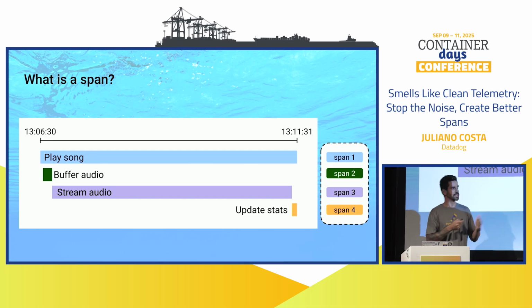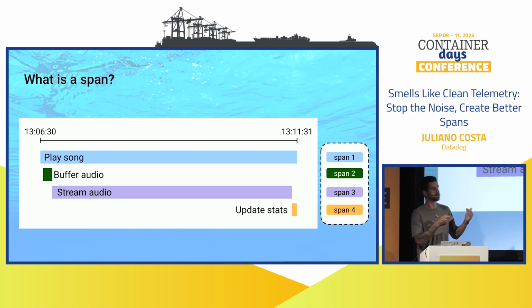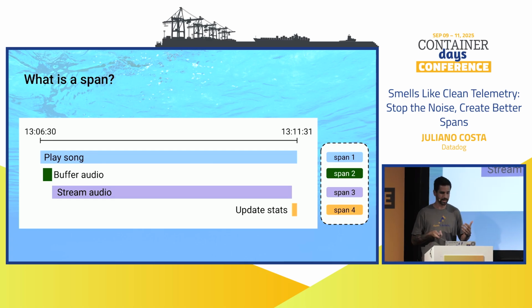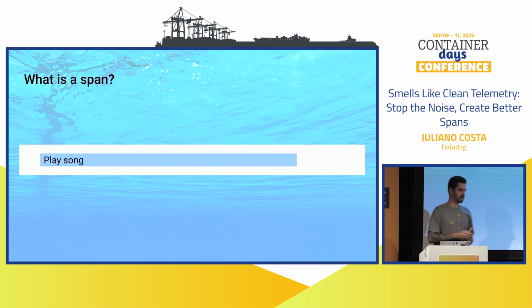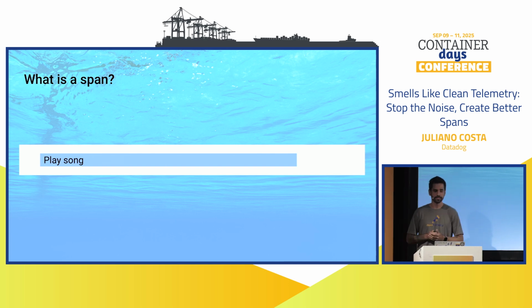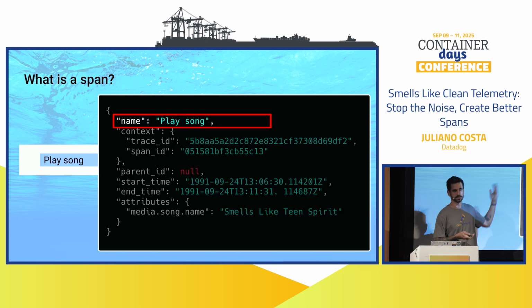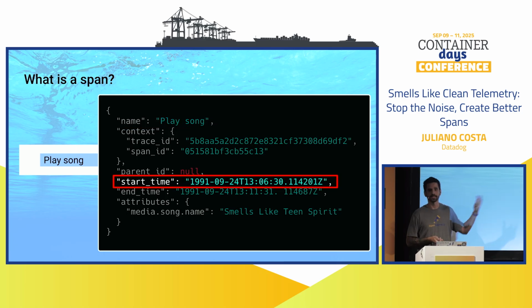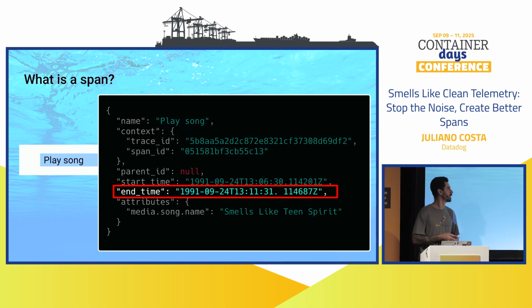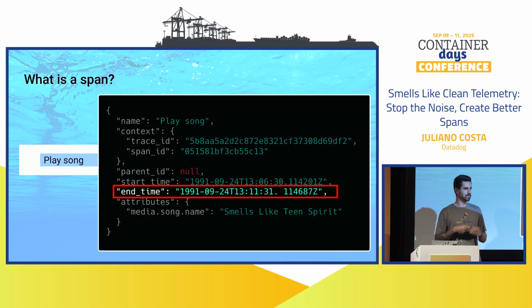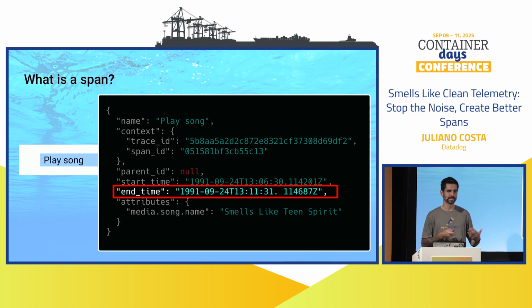Great, so let's take a closer look into what each span actually has. If we take the play song span, we have a couple of things that we are already expecting, such as the span name, when it started, when it ended. And then we can calculate the duration. So the size of the bar is also the duration of the span. This is great, but we also get a couple of extra metadata that's helpful for us.